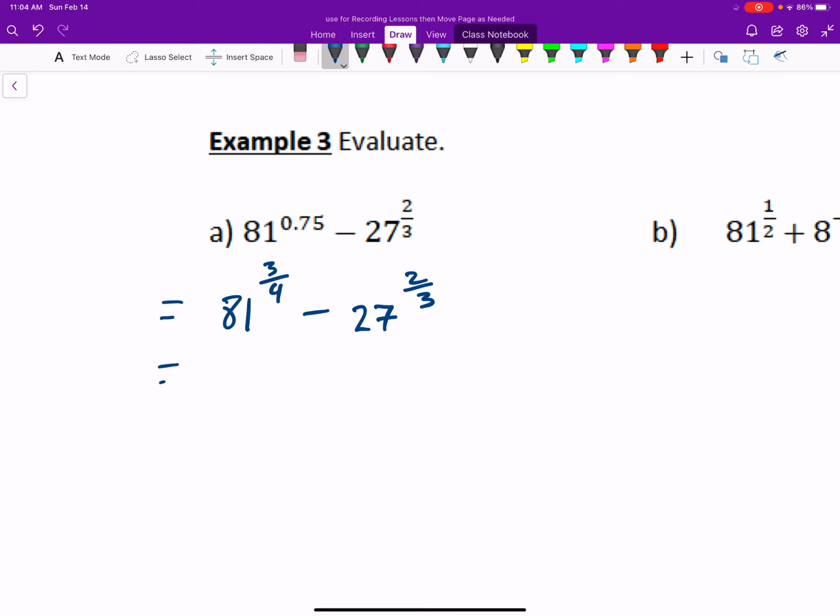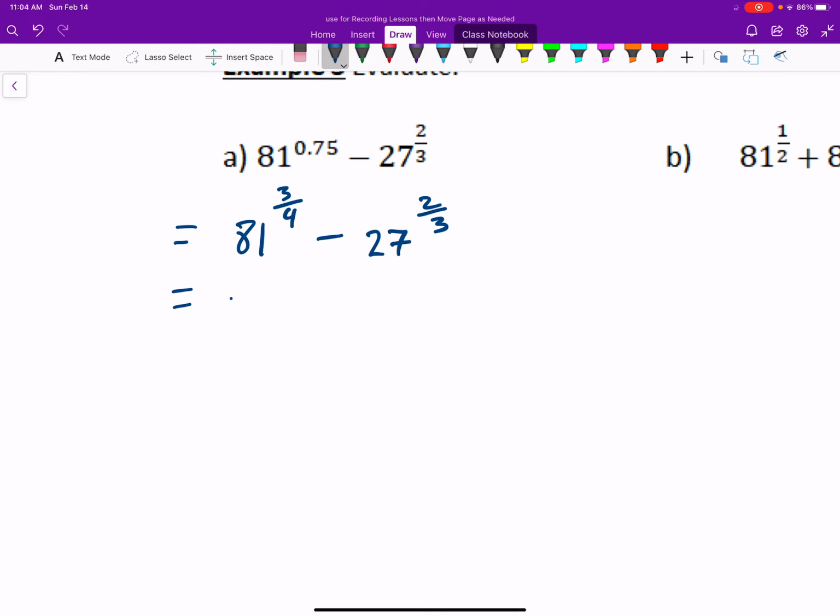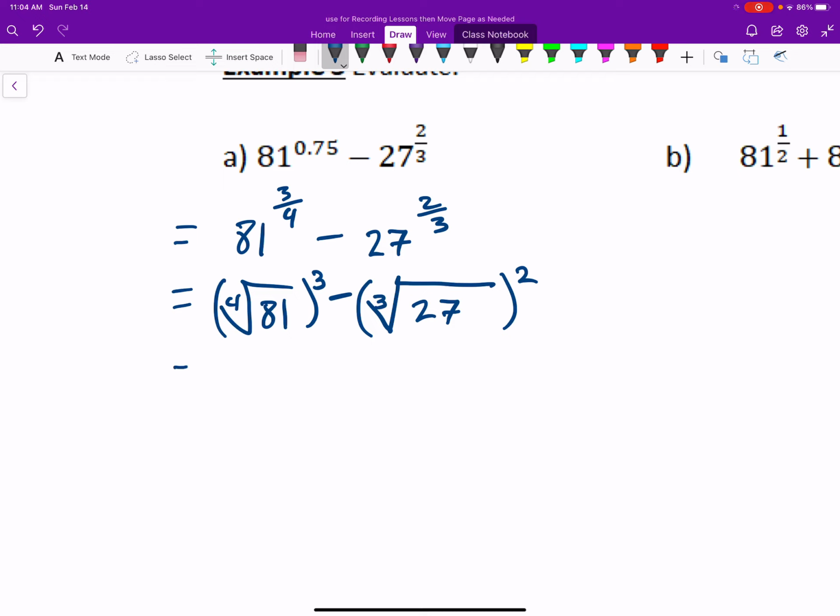I already had that as a fraction. So I'll take the 4th root of 81 raised to the exponent 3 minus the 3rd root of 27 raised to the exponent 2. 4th root of 81 is 3. 3rd root of 27 is 3.